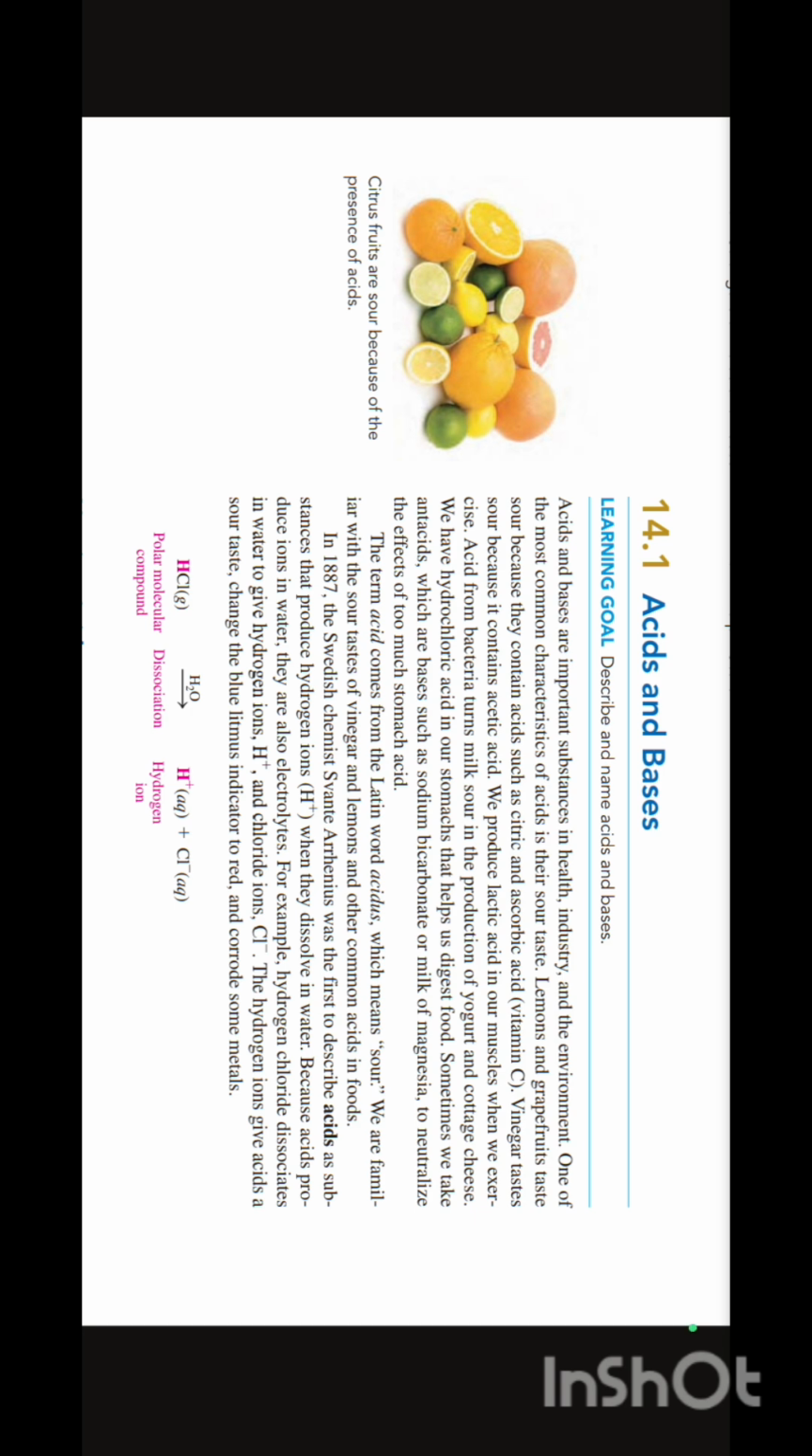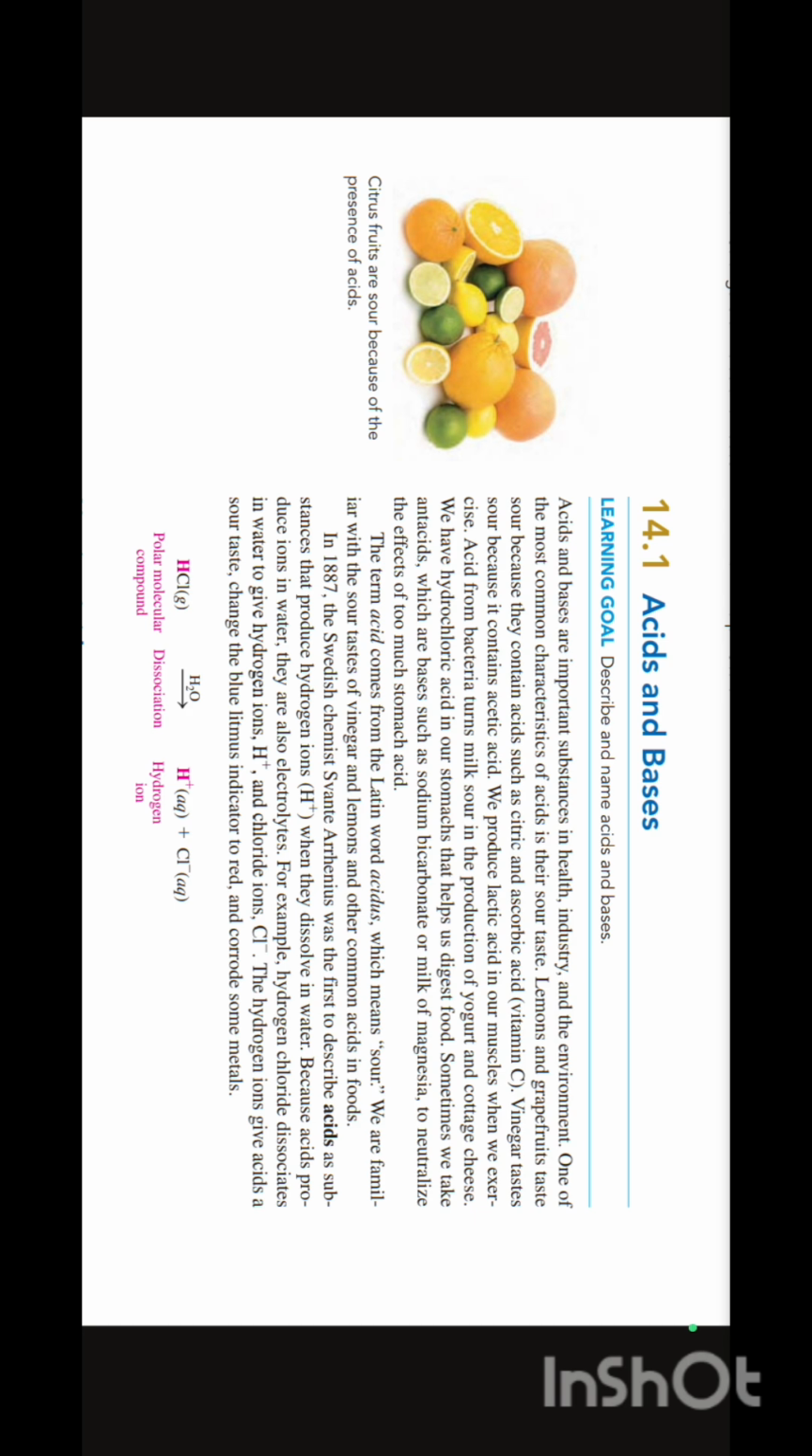Acid and bases are important substances in health, industry and the environment. One of the most common characteristics of acid is their sour taste. Lemons and grapefruit taste sour because they contain acid such as citric acid and ascorbic acid, vitamin C. Vinegar tastes sour because it contains acetic acid. We produce lactic acid in our muscles when we exercise.